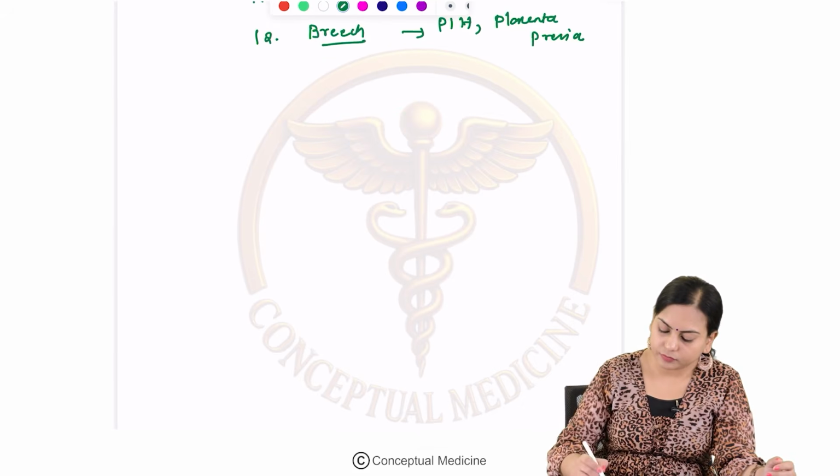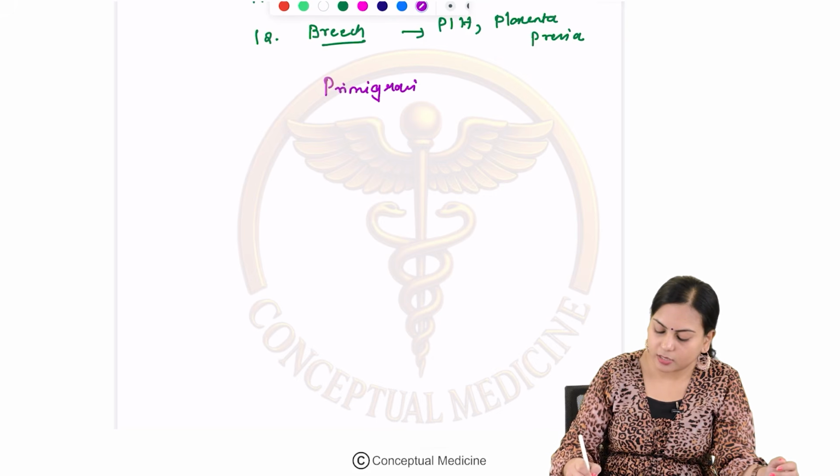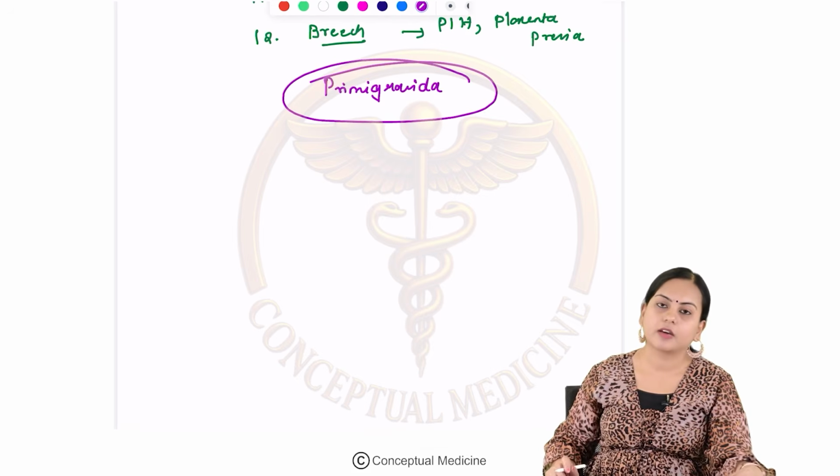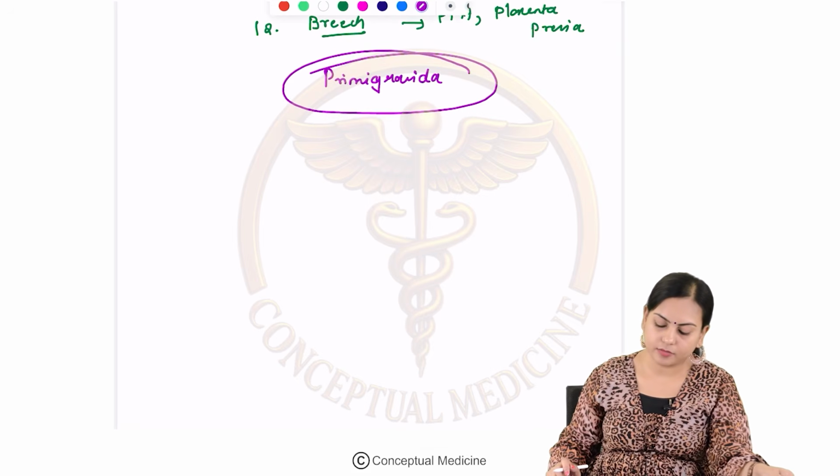And then sometimes primary gravida with breech can also be considered as a relative indication. Clear? Right.